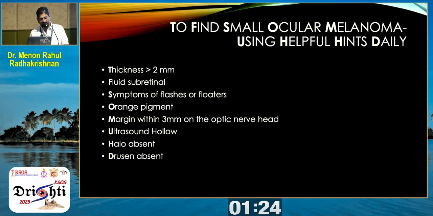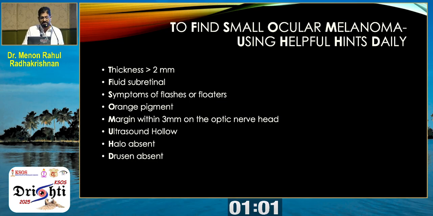So we usually have this mnemonic, To Find Small Ocular Melanoma Using Helpful Hints Daily. So whenever you see a nevus with a thickness more than 2 mm, if there is surrounding subretinal fluid, if the patient comes with symptoms of flashes or floaters, or if you see orange pigment over the nevus, then yes, you need to hit the panic button.